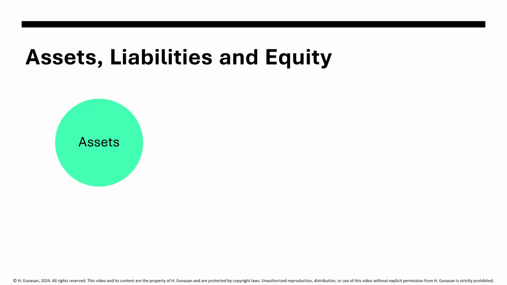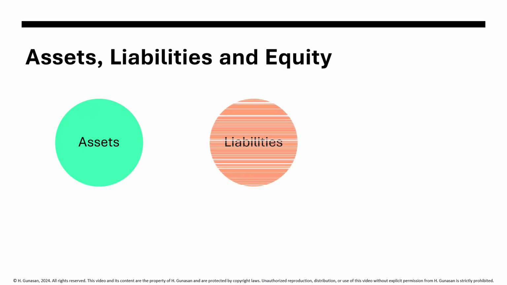Now on to liabilities. A liability is something your business owes. These are your financial obligations, money you borrowed or bills you need to pay. Let's say you took out a small loan of $300 to buy your coffee machine. That loan is a liability because you're required to repay it. If you also owe your supplier $50 for last week's coffee beans, that's another liability.